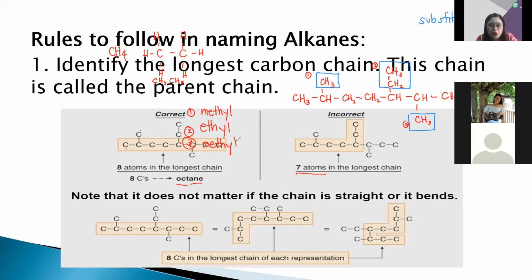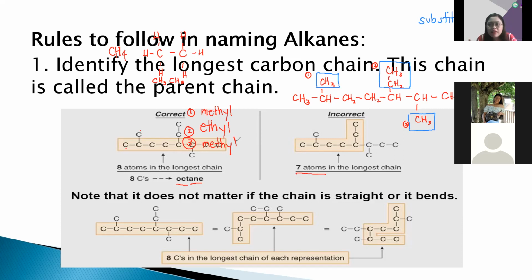The first rule is we have to arrange them alphabetically. Okay? Alphabetically. Mauna, syempre, A, B, C, D. Kung titingnan natin, among the 3, methyl, ethyl, and methyl, kung i-arrange natin sila alphabetically, iuna nating isusulat si ethyl. Okay? And then isusunod natin si methyl. That's how we write the substituent.